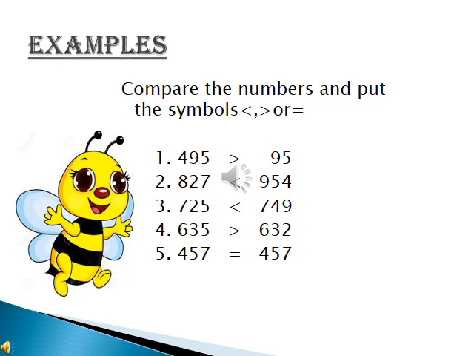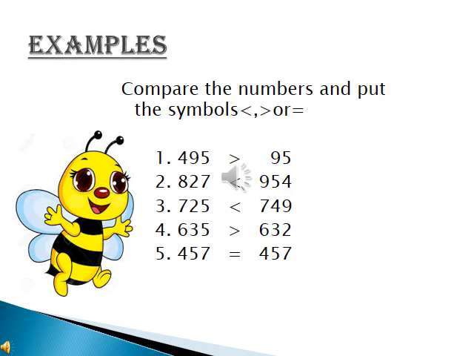Now next example. Here I have first number 635 and the second number 632. You can see tens place and hundreds place are equal in both the numbers. So what do we have to compare? Yes, we have to compare now the ones place. In 635, ones place is 5 and in 632, ones place is 2. So the number 635, which has more ones, will be greater than 632. So we can say 635 is greater than 632.